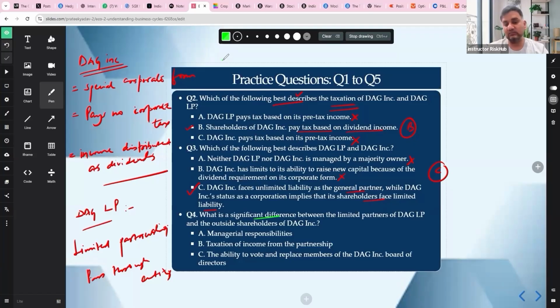What is the significant difference between the limited partners of DAG LP and the outside shareholders of DAG Inc.? Outside shareholders have voting rights and can influence board decisions, which DAG LP cannot do, because DAG LP has no voting rights in DAG Inc., and you cannot replace the board, right? So remember that as well. Very tricky.